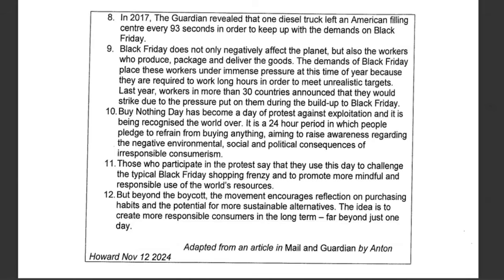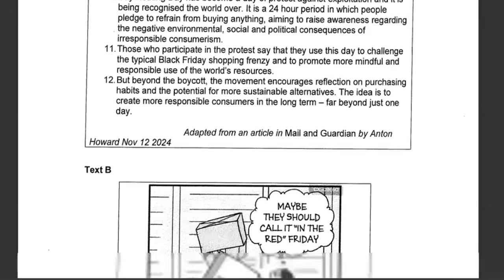Right. This is adapted from an article in Mail and Guardian by Anton. All right, let's go to our questions and see what we're given and what we're expecting.